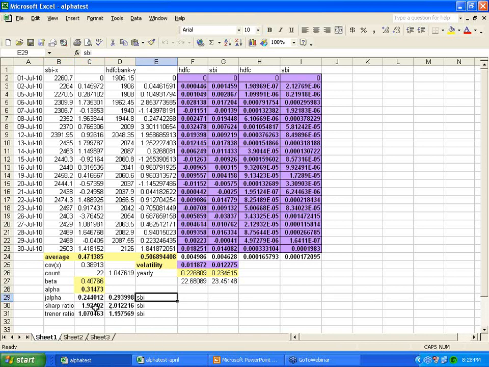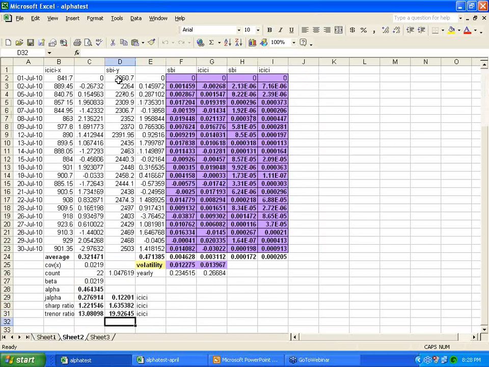Here the Sharpe ratio says that State Bank of India has the lower Sharpe ratio, so this should be taken for investment. The Treynor ratio is also lower for the State Bank of India. Henceforth, all three ratios are suggesting to invest in the State Bank of India, and all three are denying to invest in HDFC Bank. So let me check once more with ICICI and State Bank of India.